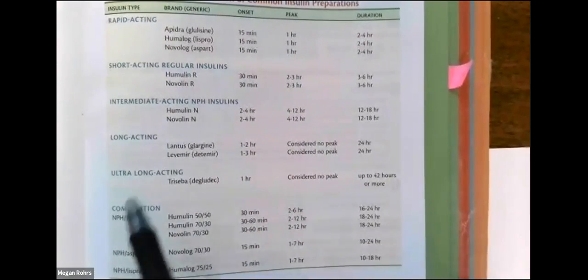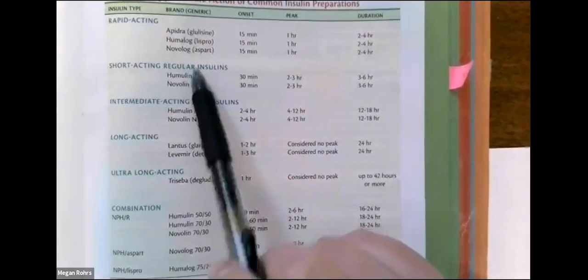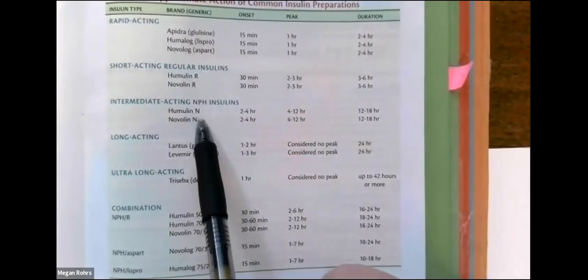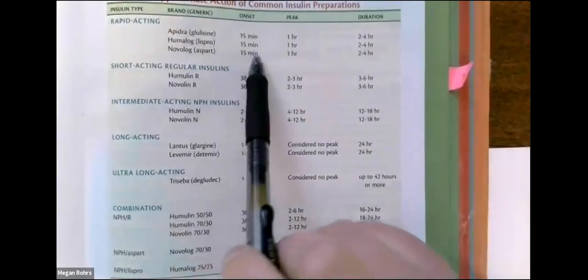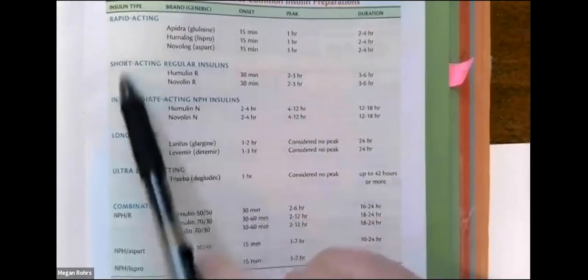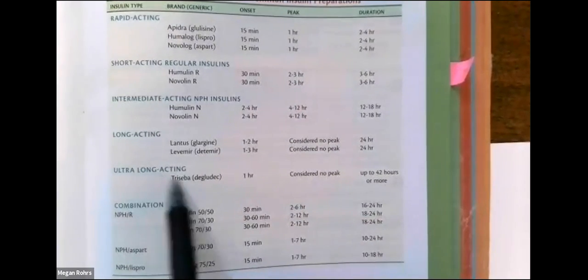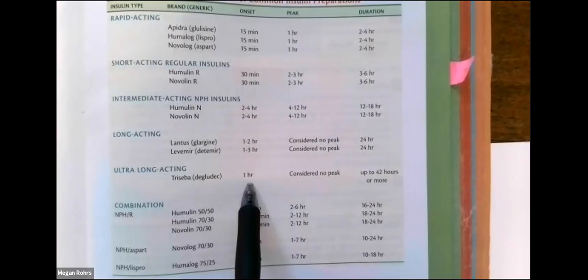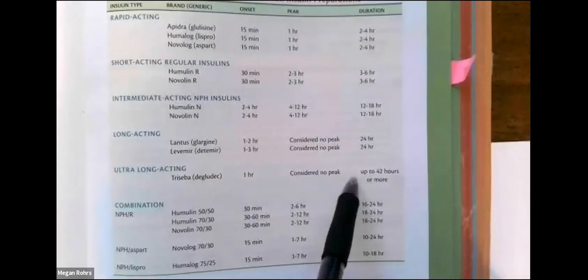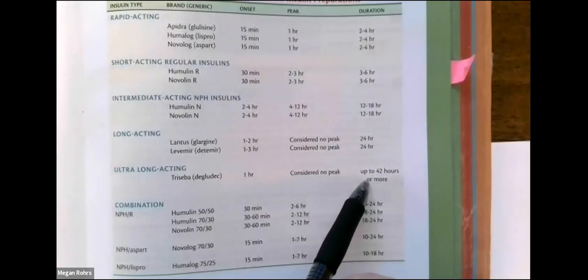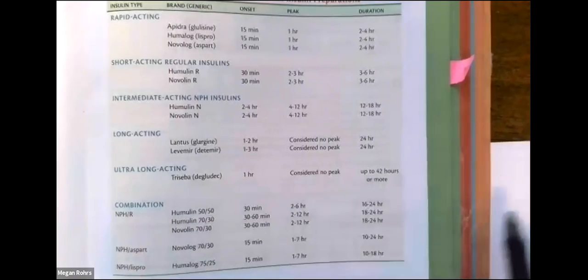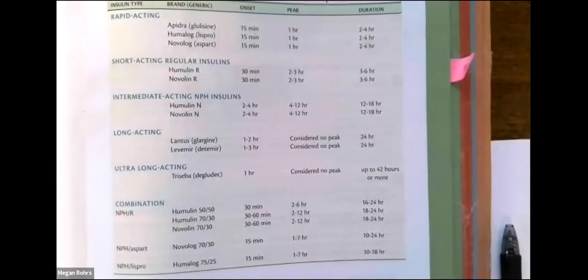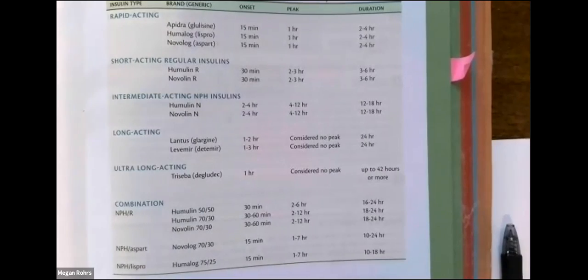Like I just mentioned earlier, I just discussed regular and NPH, but it's important to know that we have rapid acting, which starts working within 15 minutes, all the way to ultra long acting, which usually takes an hour to start working, but it's going to work for up to 42 hours or more. So someone on Tresiba, for example, they would not have to give themselves, or if it's a nurse, give that insulin, very often at all.